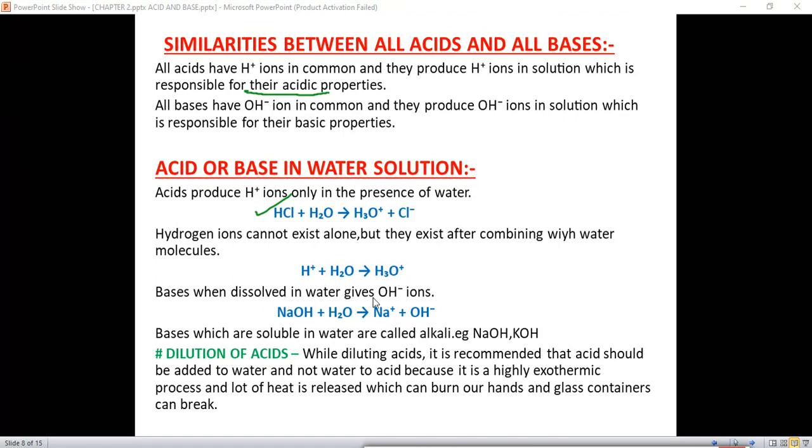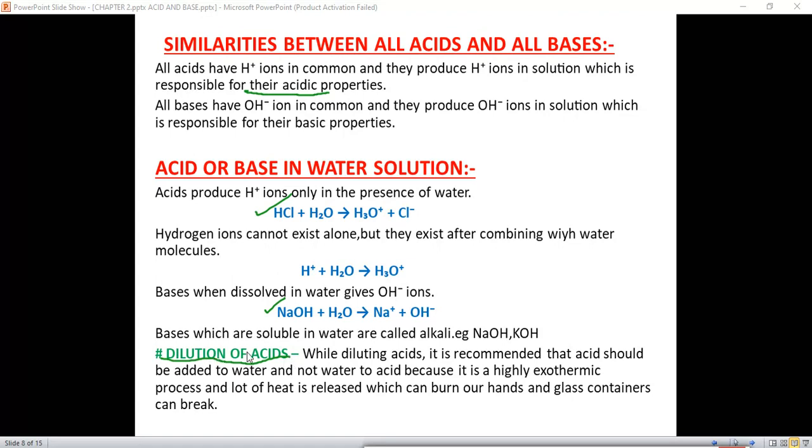Bases when dissolved in water give OH minus ions. Likewise, bases also dissolve in water to give Na plus and OH minus. They will break down into Na plus and OH minus. Bases which are soluble in water are called alkali. This we have read earlier also. Example, NaOH and KOH.